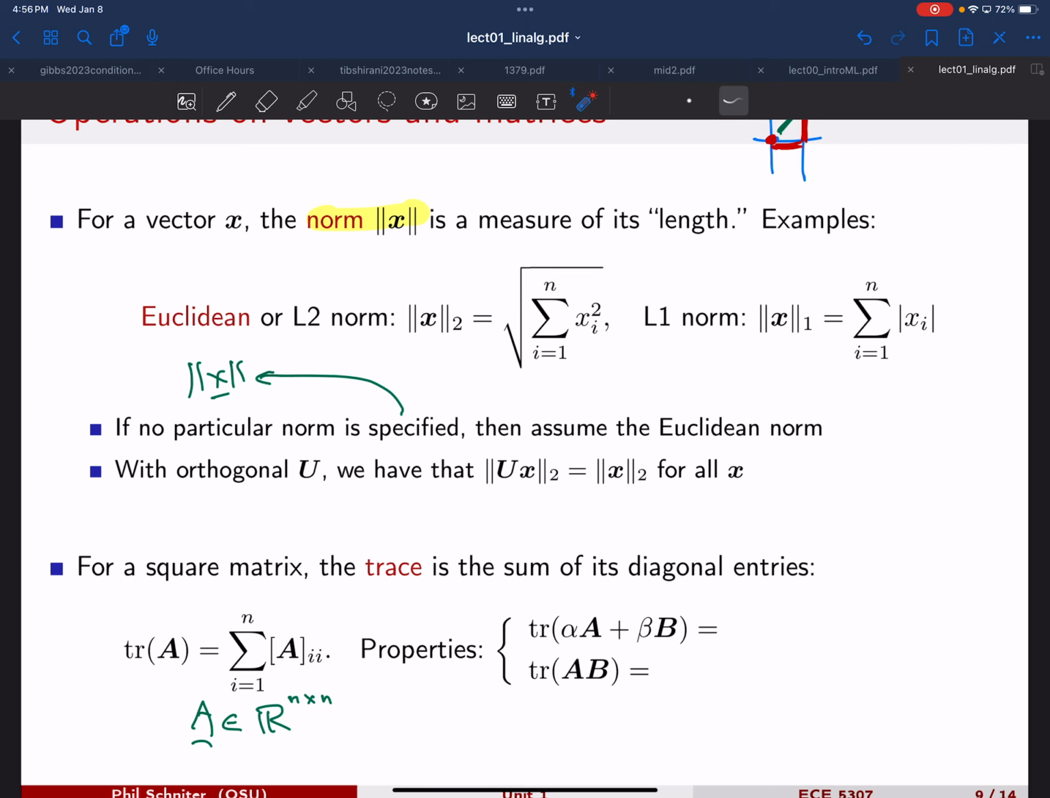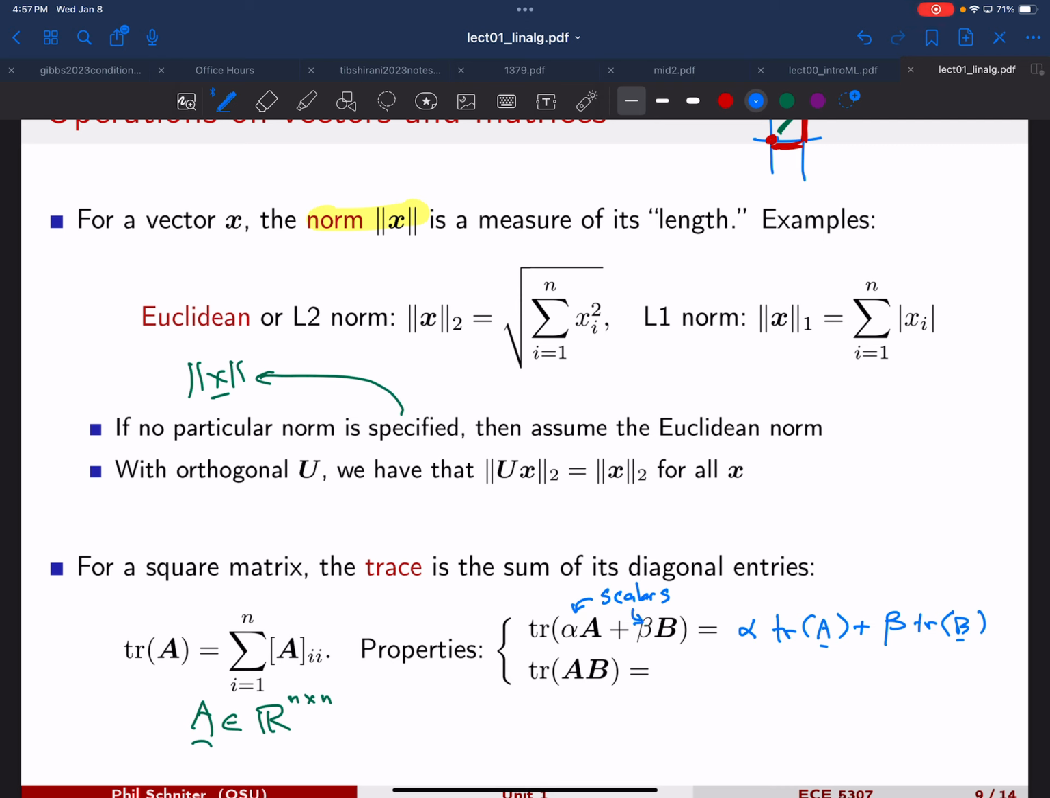There are two key properties of the trace. The first is that it's a linear operation. That means that if I have any scalars alpha and beta, and any two matrices A and B, the trace of alpha A plus beta B is... If you remember linearity from some other courses, it gives you a hint of what this would be. So it's going to be alpha times the trace of A plus beta times the trace of B. Alpha and beta are just scalars, and we know that because they are lowercase and non-bold.